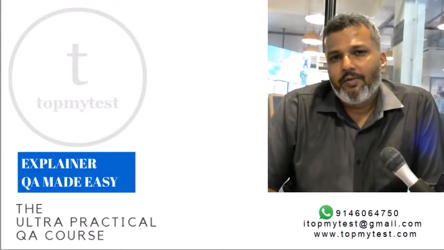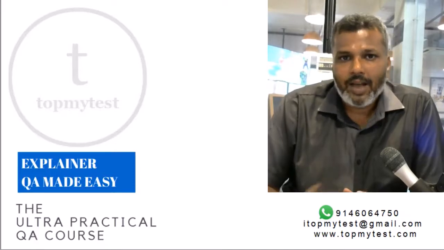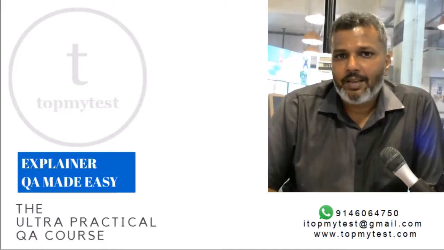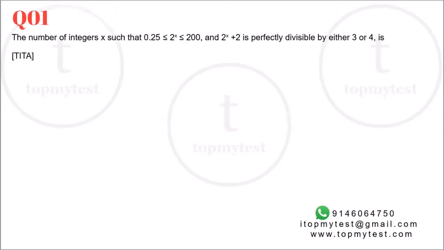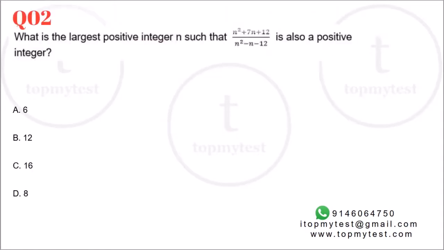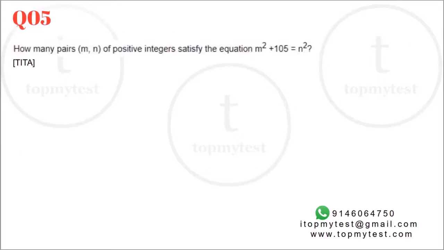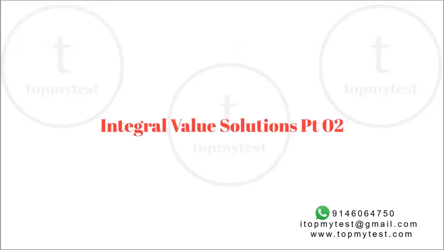Here we'll be using very simple concepts and apply them to CAT level problems and solve them as easily as possible. In this session, we'll continue with the integral value solutions. We'll look at a few questions which came up in the recent CAT papers and see how to go about solving them. I would suggest pause this video, have a look at the questions. The link is available in the description of this video. Once you have tried these set on your own, then proceed with the rest of the session.